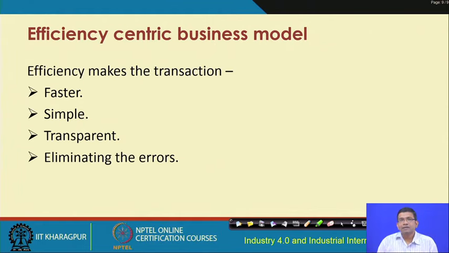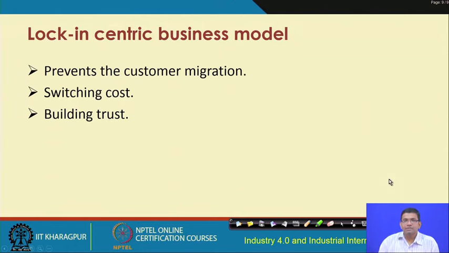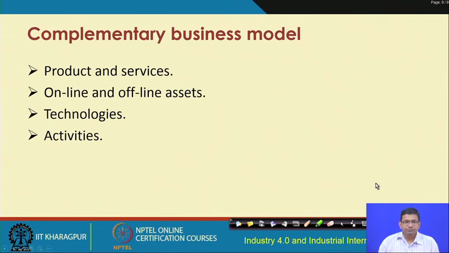Next thing is the efficiency. Efficiency in terms of improving the production productivity, faster productivity, simpler production processes, transparent production processes which will eliminate errors or reduce the number of errors from occurring and so on. Overall efficiency centricity. Lock-in centric business model prevents the customer from migration. So, basically there will be a lock-in time period during which the customers will not migrate from one vendor to another. This basically will help in reducing the switching cost and also building the trust between these different customers and the suppliers or the vendors.